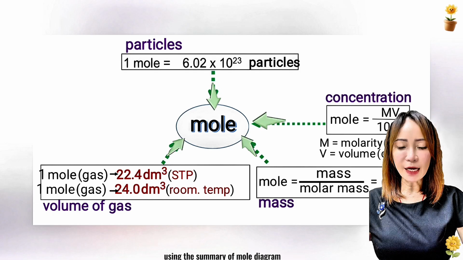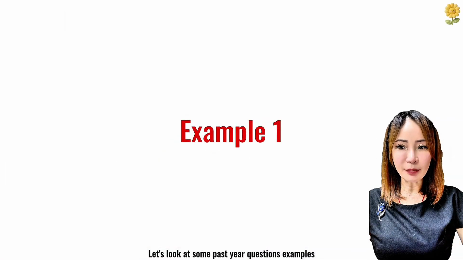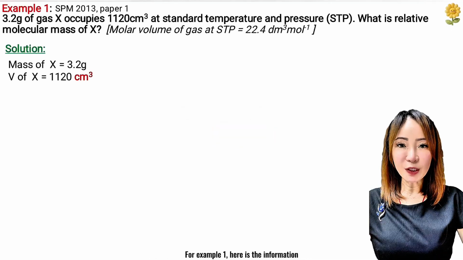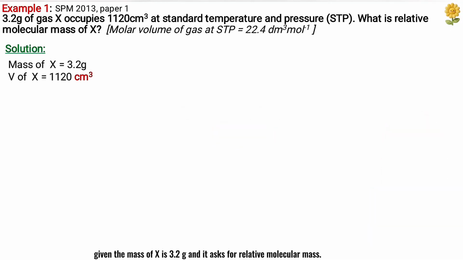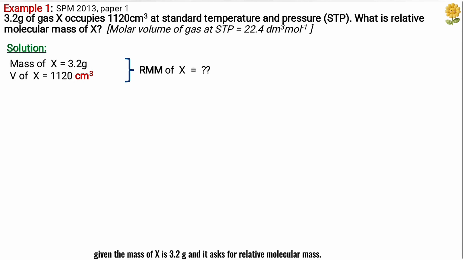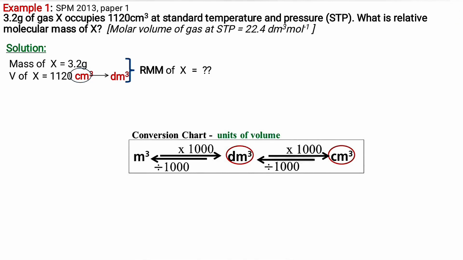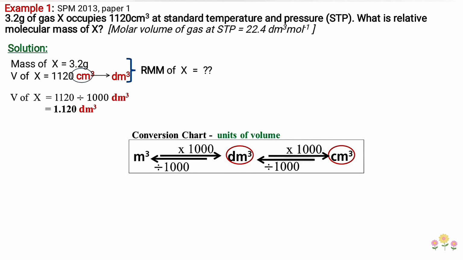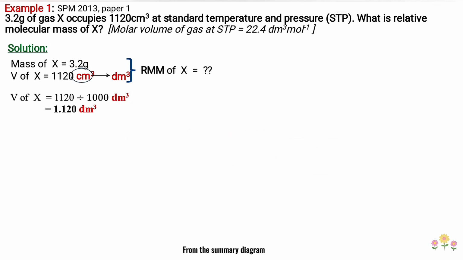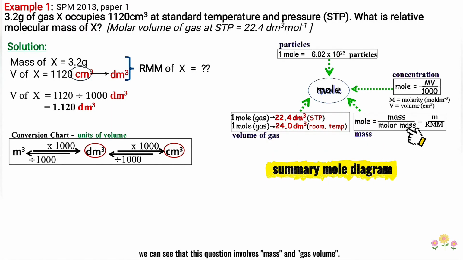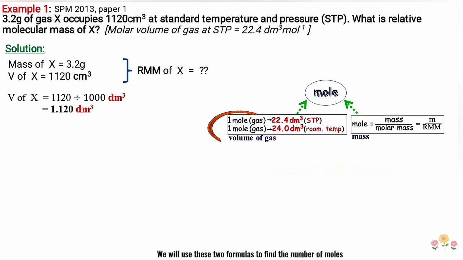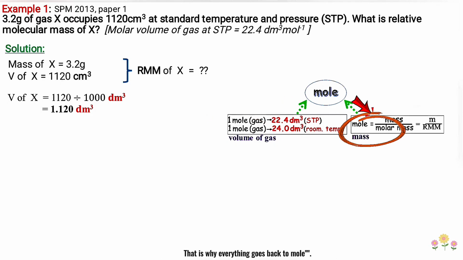Using the summary of mole diagram, let's look at some past year question examples. For example 1, here is the information given. The mass of X is 3.2 grams and it asks for relative molecular mass. Firstly, convert the volume from cm cube into the correct unit, which is dm cube. From the summary diagram, we can see that these questions involve mass and gas volume. Since everything in chemistry goes through the mole, we will use these 2 formulas to find the number of mole first. That is why everything goes back to mole.